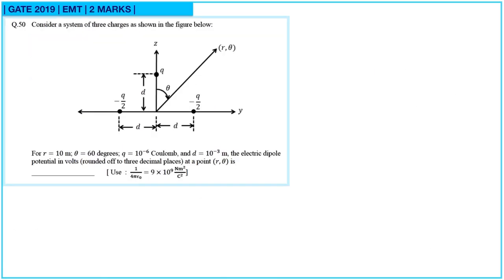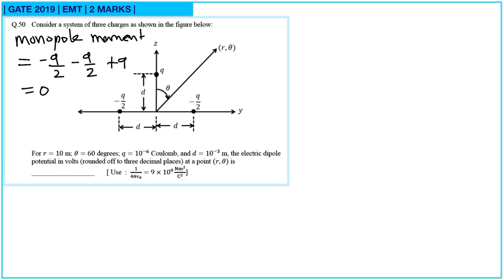Next question. Consider a system of 3 charges as shown in the figure below. For r is equal to 10 meter, theta is equal to 60 degree, and d is equal to 10 raised to minus 3, the electric dipole potential in volts is. Now for this we will consider first the monopole moment. So monopole moment is equal to summation over q. So we have charge here minus q by 2 plus q. So this is equal to 0. So now we can calculate dipole moment.